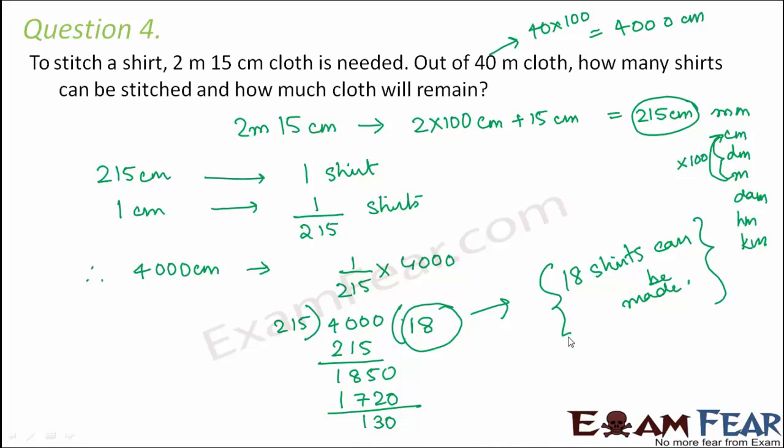Now, do you think that some amount of cloth will remain? Yes, it will remain, and that is why you have this remainder. Had it been completely divisible, in that case there would have been no remainder. So no remainder means no cloth will remain. So that entire amount of cloth will be needed for that particular number of shirts. But in this case you have this remainder which says that this much amount of cloth will also remain.